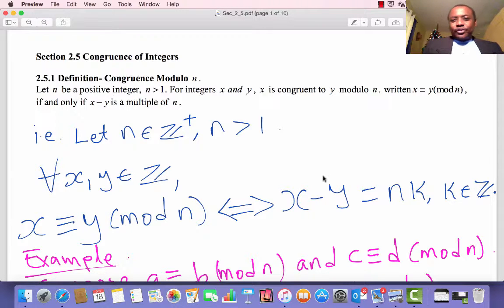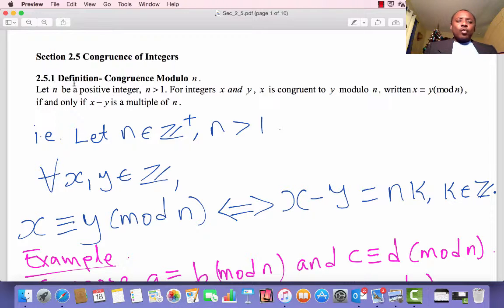Welcome to Lecture 13, Section 2.5 of the text Elements of Modern Algebra by Gilbert and Gilbert. This is Dr. Gilbert Eyabi. Section 2.5, Congruence of Integers.